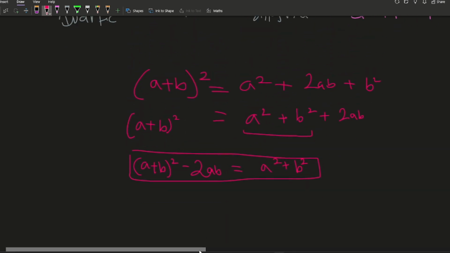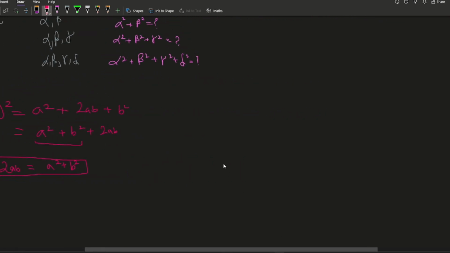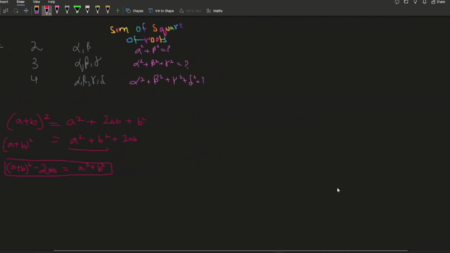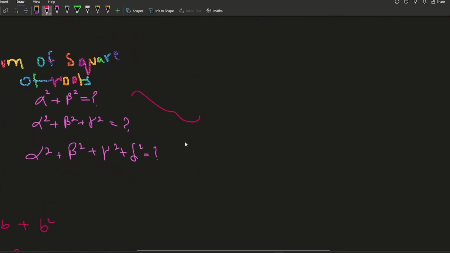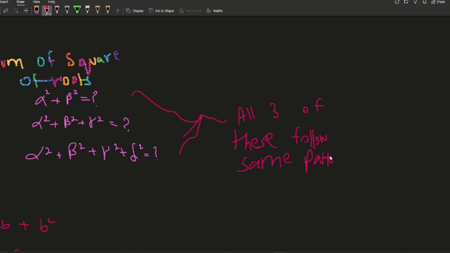So using the same trick, we can find these, right? Now let me tell you guys this first before we solve our example. All three of these follow the same pattern or formula, if you want to call it.